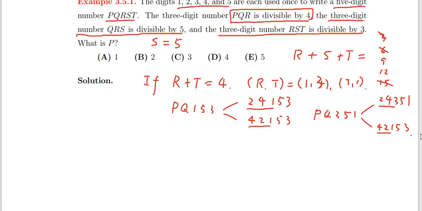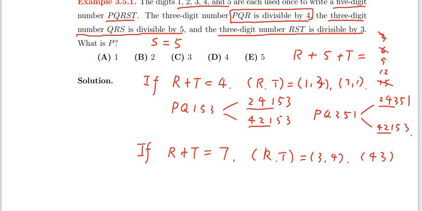So R plus T equal 4 does not work. Then we have to check the other case: R plus 5 plus T equals 12. This means R plus T equals 7, so RT can be only 2 cases: 3, 4, or 4, 3. So the number P, Q, R, S, T can be those numbers.